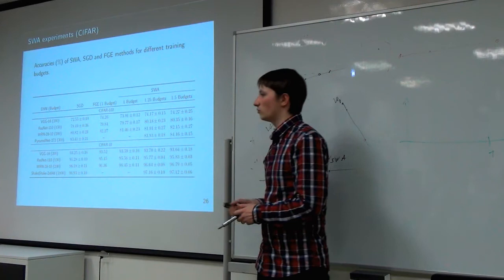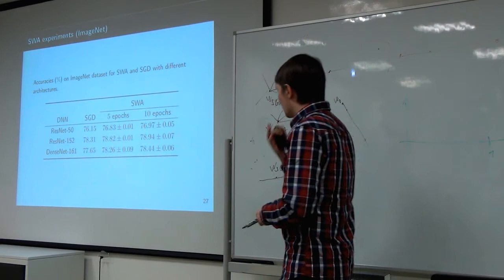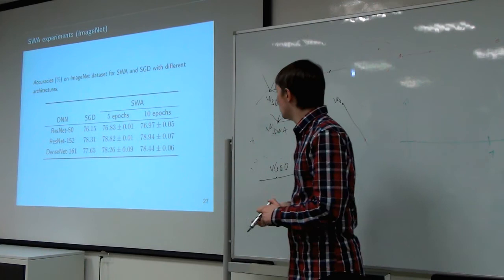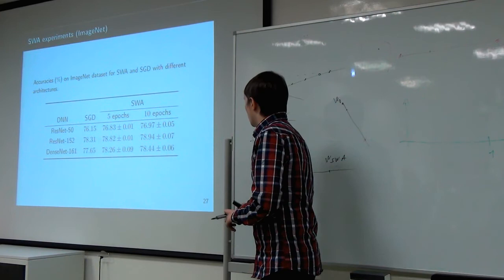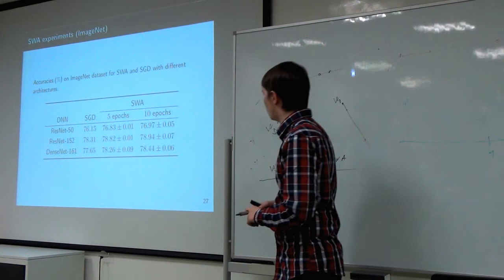And here we have ImageNet experiments. Here again, we start from the pre-trained networks. When we run our weight averaging for just 10 epochs, we are able to achieve an increase in performance on the test set by a value of 0.6%.